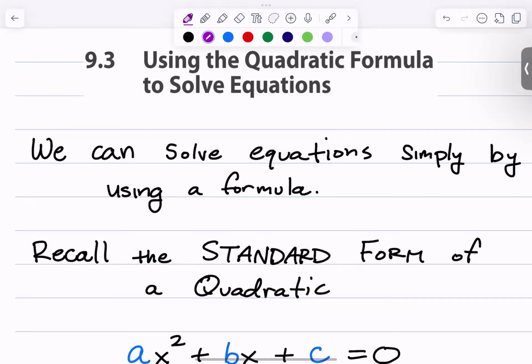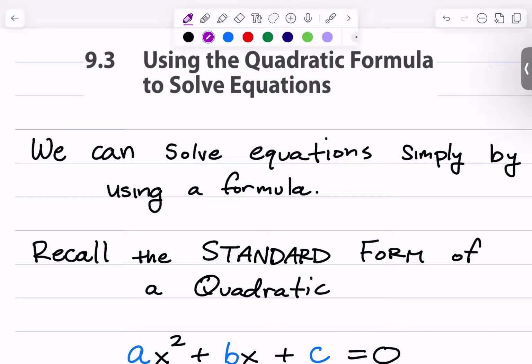So welcome everyone. This is 9.3, using the quadratic formula to solve equations. In this lesson, this is the final tool that I will give you to solve quadratic equations. In our toolbox, we have factoring, we have taking the square root, we have completing the square, and now we're going to have the quadratic formula in our toolbox to solve quadratic equations.